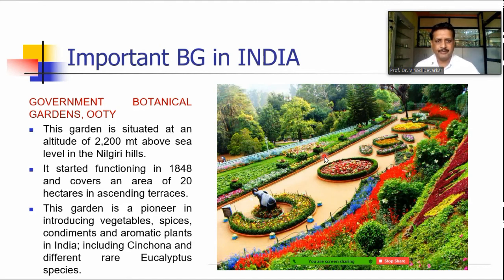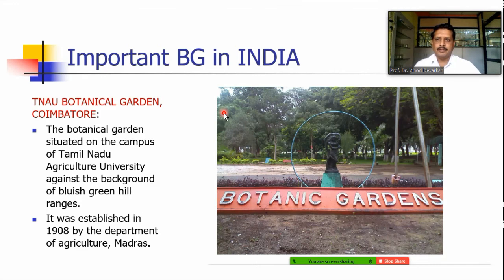It is again one of the botanical gardens, of the Tamil Nadu Agriculture University, developed by this university against the background of the bluish green hill ranges. It was established in 1908 by the Department of Agriculture, Madras. Then Acharya Jagdish Chandra Bose Indian Botanical Garden, Kolkata, we already discussed about this garden.